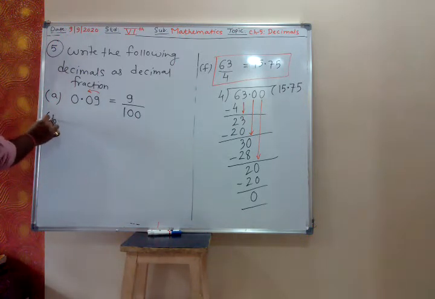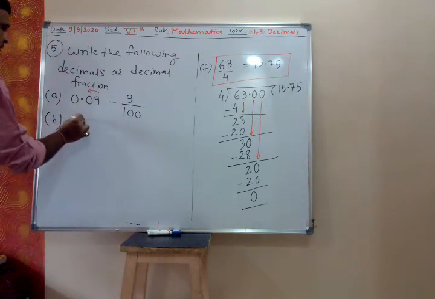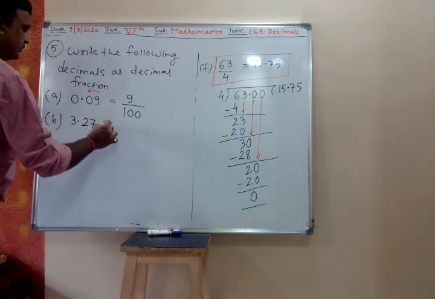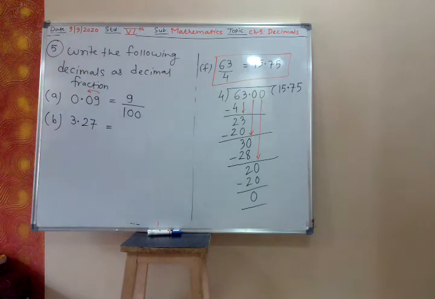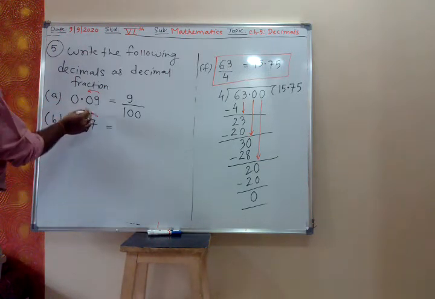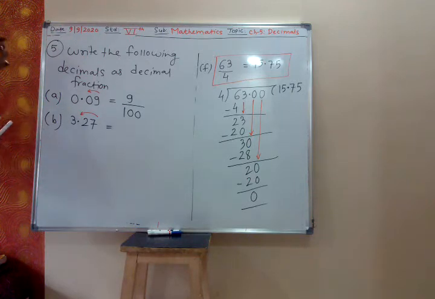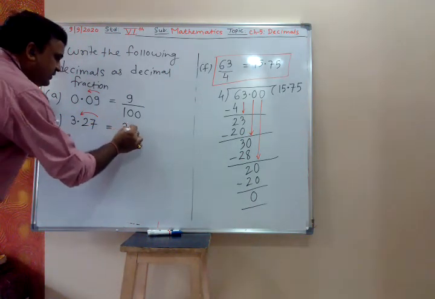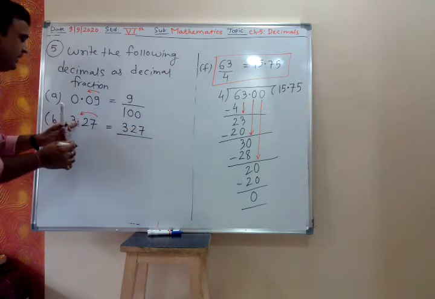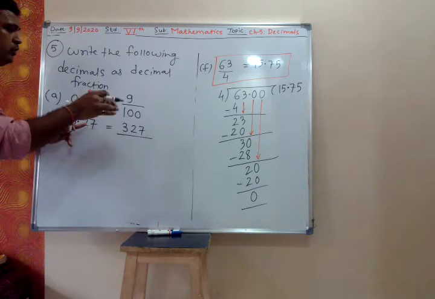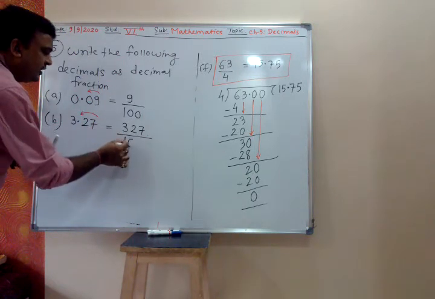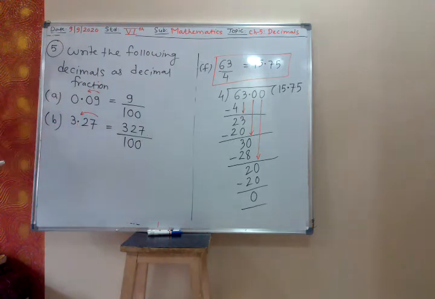B, 3.27. From right after 2 digits there is a decimal. So I can remove the decimal. This becomes 327. Then after decimal there are how many digits? 1, 2. So I want 2 zeros in the denominator. 2 zeros means it is 100.